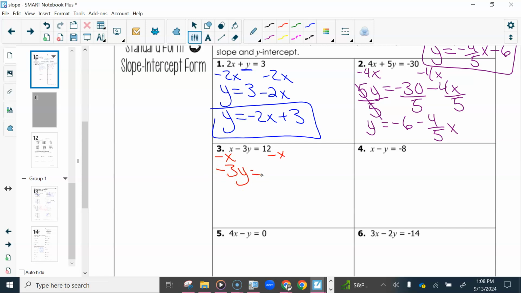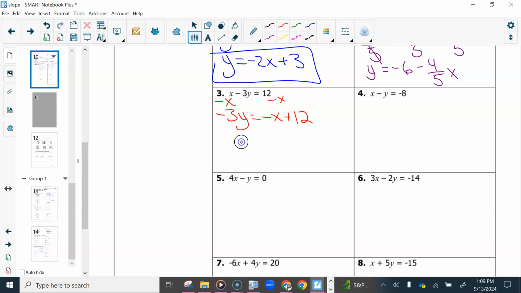Now, in this one, I'm going to do something a little different. When I rewrite this, I'm going to switch them first instead of later by putting negative x plus 12. Because I'm switching it now, I don't have to switch it later. So it doesn't matter, as long as you do it eventually. Because now when I divide, it will already be in slope-intercept form.